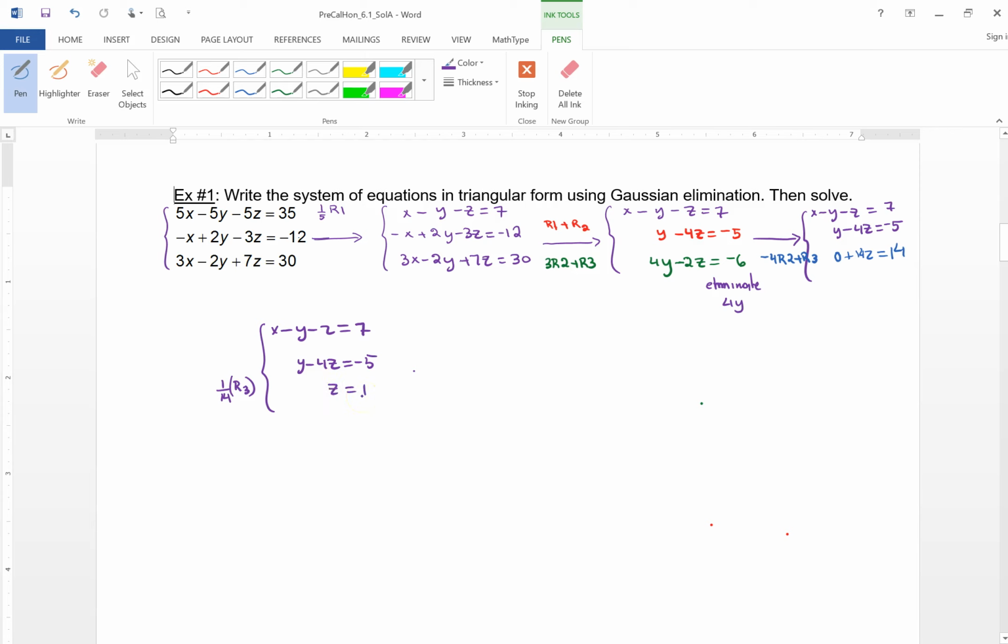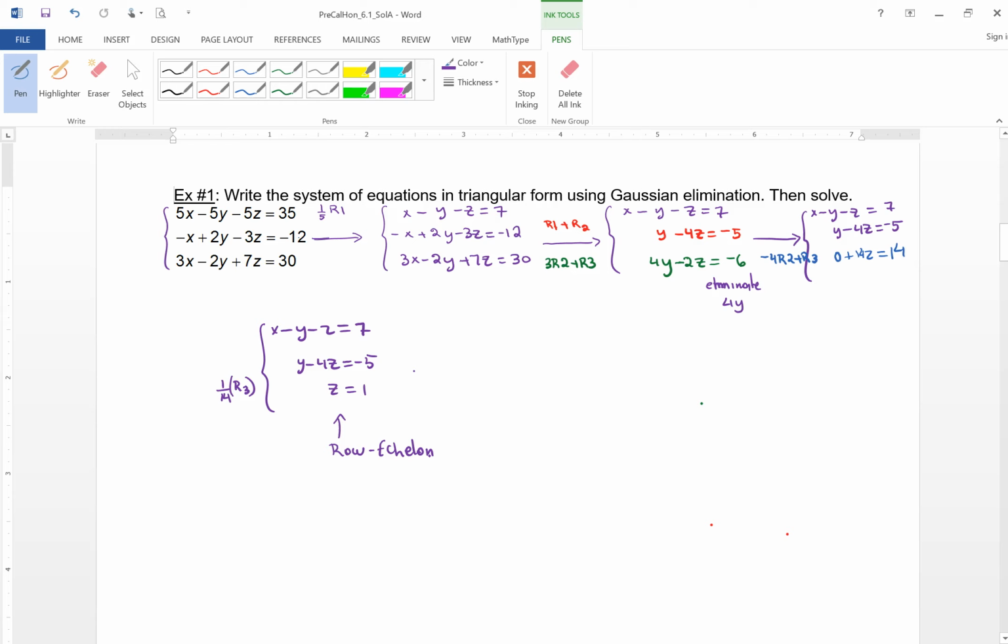Now, this is in row echelon form, okay? It's in row echelon form because the first one starts with the x, the second with the y, the last with the z, and each of the first variables have a coefficient of 1. So this is in row echelon form. Same thing, they're synonyms.